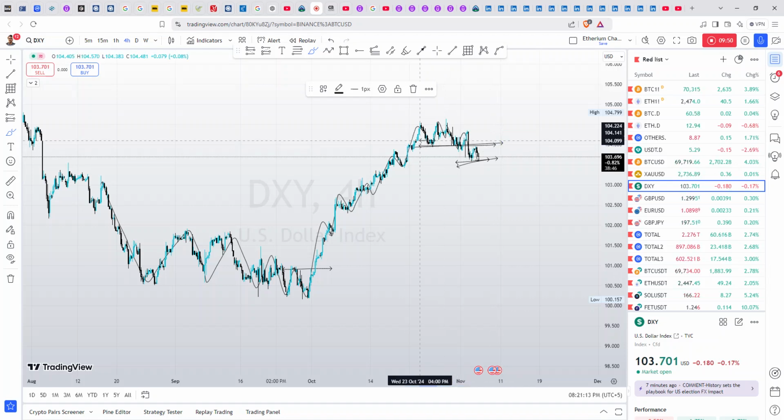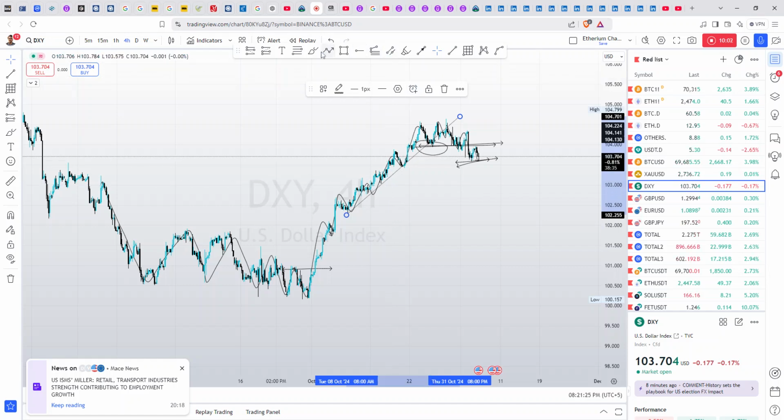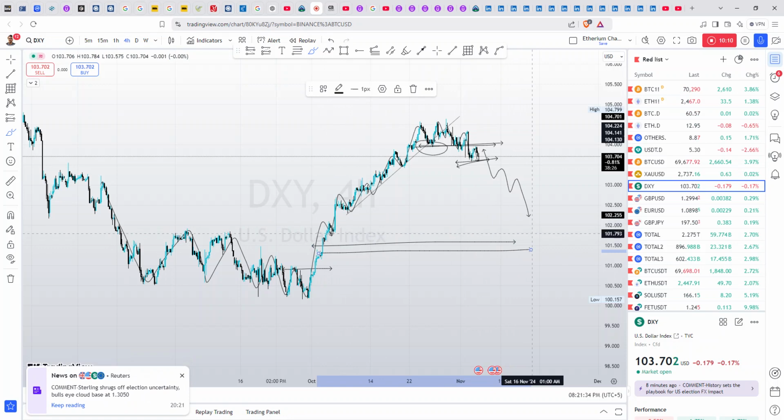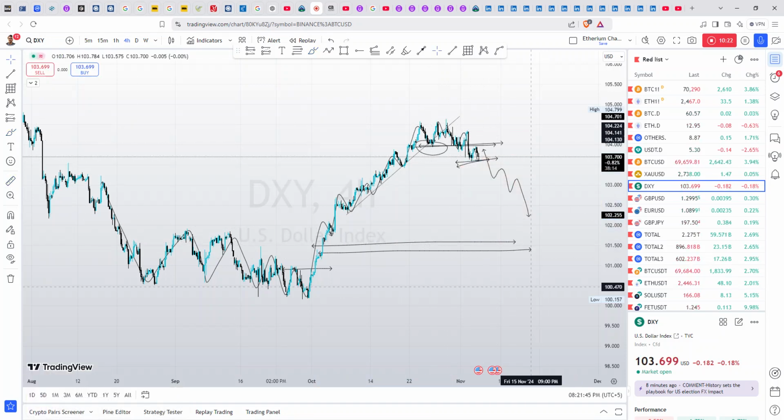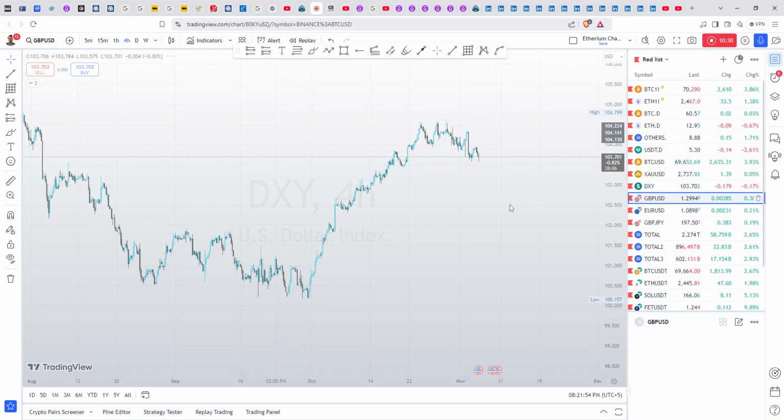This point, the double lines I have marked, is followed by a downtrend. So it seems like the market would be taking out this liquidity, and I'm expecting the dollar to move a little bit downside till at least this FVG. I'm expecting it to come near 101.6, somewhere about a 2% drop in the dollar. So let me just clear the chart, and let's go to GBP.